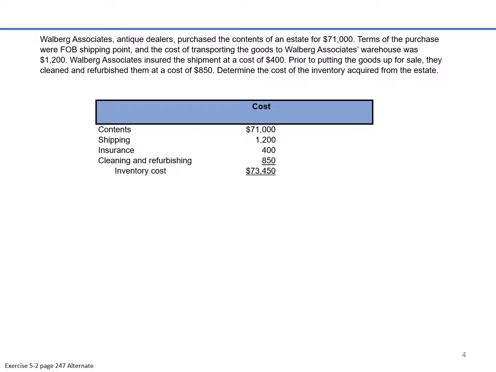All right, so there's all of our costs. And the question is, what do we include in inventory and what do we not include in the cost of inventory? So the contents, $71,000 are included, so is the shipping, and so is the insurance, and then the cleaning and the refurbishing is also included because the cost of inventory includes everything needed to get the goods in saleable condition, so to speak. Okay, so our total cost is $73,450.